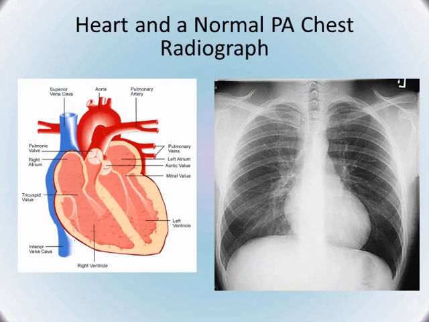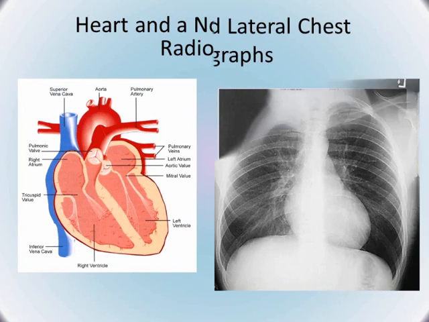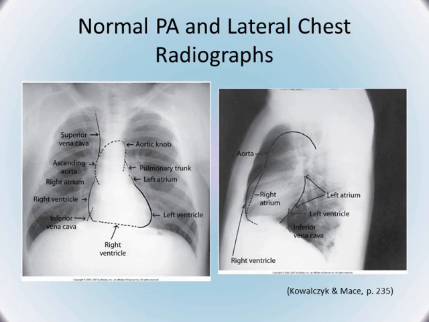I thought I'd put a picture of the heart and then compare that with a PA chest radiograph as well as the lateral on the next slide, and then we'll take a look at the heart from the axial plane. So looking at the heart on a PA and lateral chest radiograph is a little bit different than looking at just the heart by itself. Notice we have the ascending aorta, the right atrium, the right ventricle, the left ventricle, the left atrium, the pulmonary trunk, and then the aortic knob on the PA chest radiograph.